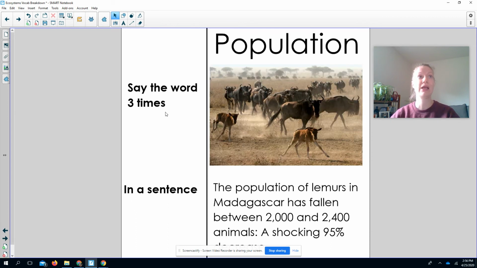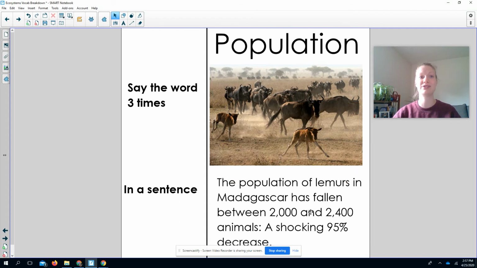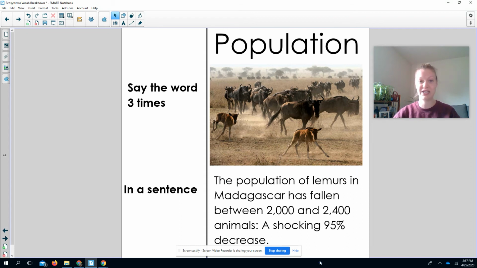Moving on. The next word is population. Ready? Population, population, population. In a sentence, you might see, the population of lemurs in Madagascar has fallen between 2,000 and 2,400 animals, a shocking 95% decrease. Devastating.